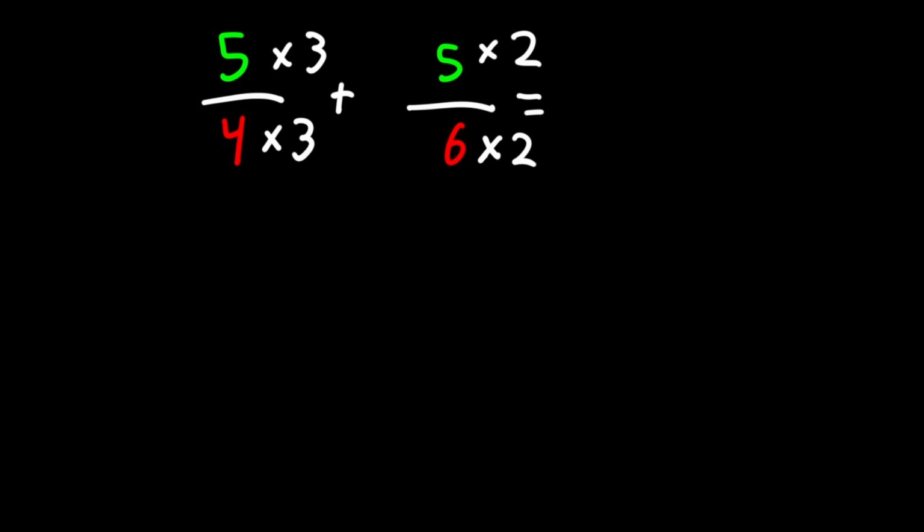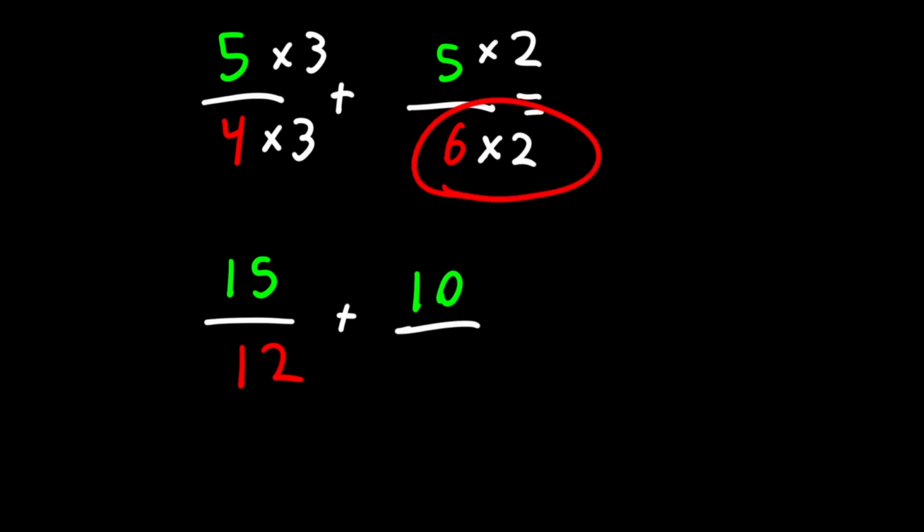Five times 3 is 15. And the denominator is 4 times 3, which is 12. For the other fraction, 5 times 2 is 10. And the denominator is 6 times 2, which is 12.